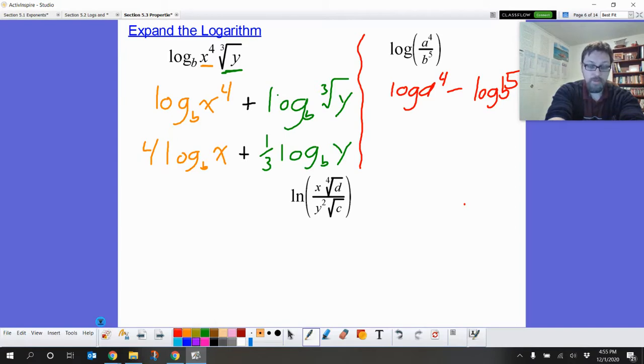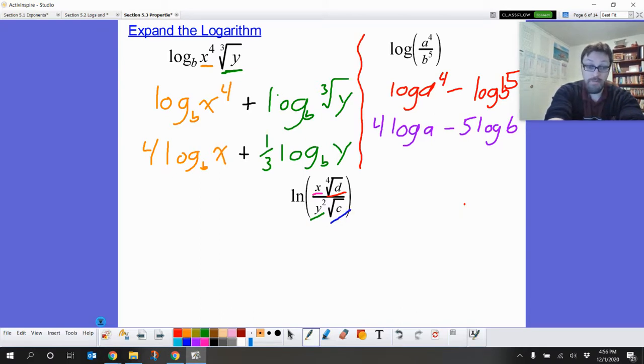Now I also want to bring those numbers into the front, the exponents, so that 4 is going to come in front of my logarithm. So log base a of 4 minus 5 log b. I think I said log base a. I meant to just say log a. Now this one, I have 4 different things going on. I have an x, I have a 4th root of d, we've got a y squared, and I'm running out of colors, a square root of c.